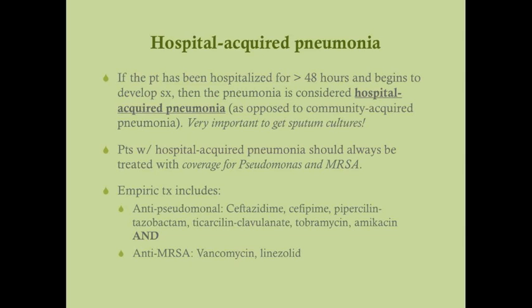So the anti-pseudomonal drugs, as mentioned, were ceftazidime, cefepime, piptaz, ticarcillin clavulanate, tobramycin, and amikacin. And the anti-MRSA drugs include vancomycin and linezolid. So they should be on one of each of these, so an anti-pseudomonal and an anti-MRSA. You can also go ahead and add a fluoroquinolone as well. But as far as USMLE is concerned, you've got to have patients who have hospital-acquired pneumonia on an anti-pseudomonal and an anti-MRSA. And these drugs are broad spectrum enough that they would take care of the other community-acquired causes of pneumonia.